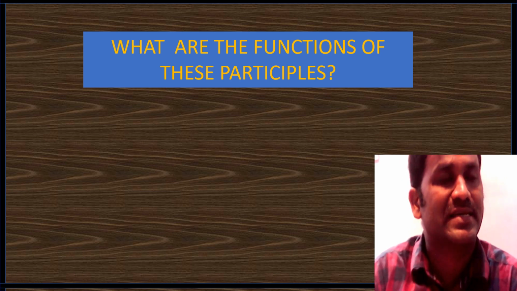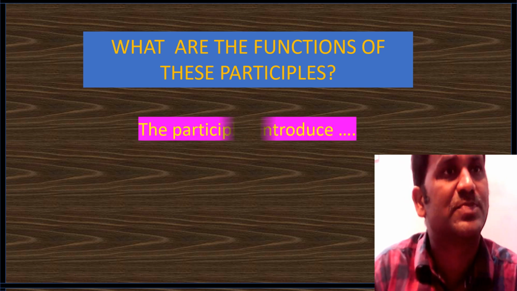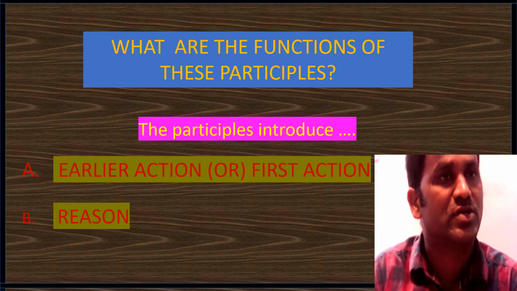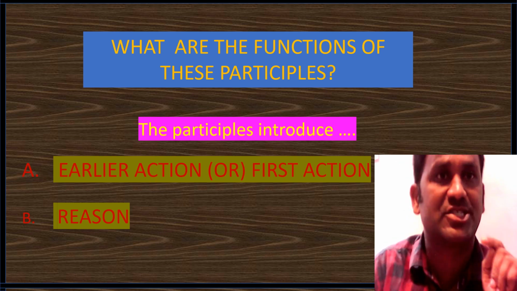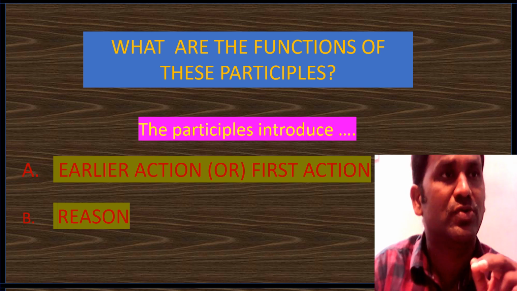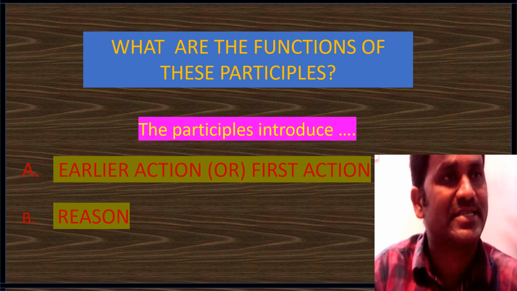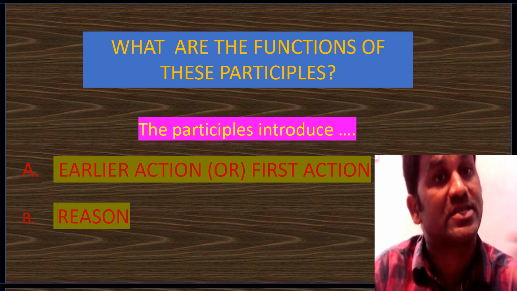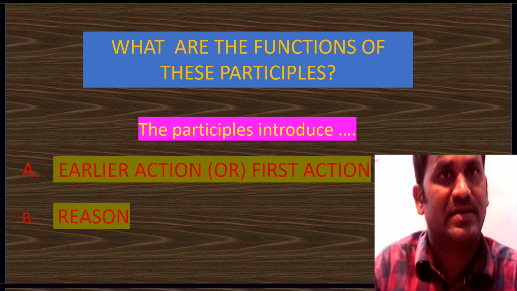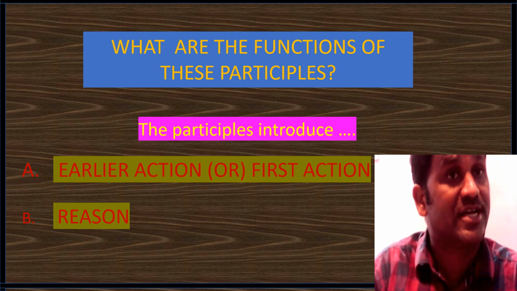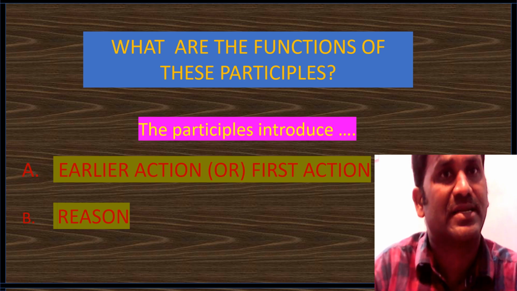Okay, let us see. Actually these three participles give two meanings. Number one, an earlier action or first action. Number two, it shows a reason. It shows a reason or it shows the first action. So let us see, okay, how it shows the first action or how it shows a reason.